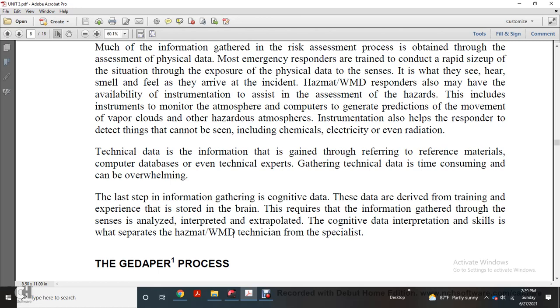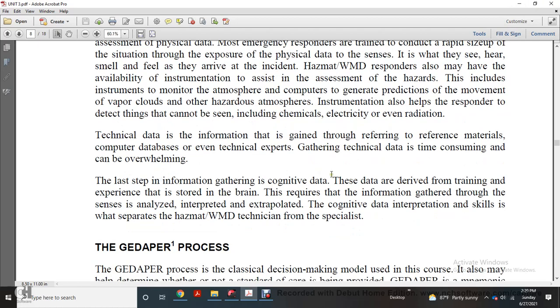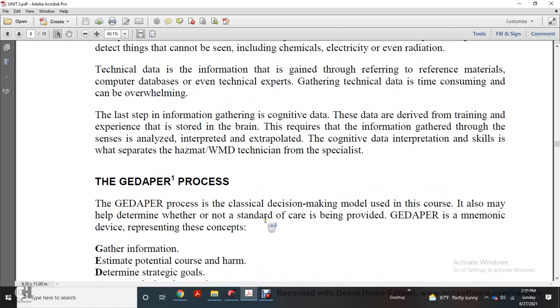Technical data is information gained through reference to computer databases or even technical experts. Gathering technical data can be time consuming and overwhelming. Next is the cognitive data. This data arrives through the training and experience stored within the brain. However, the information gathered through the senses must be analyzed and interpreted. These cognitive data interpretation skills separate the hazmat or weapon of mass destruction technician from the specialist.